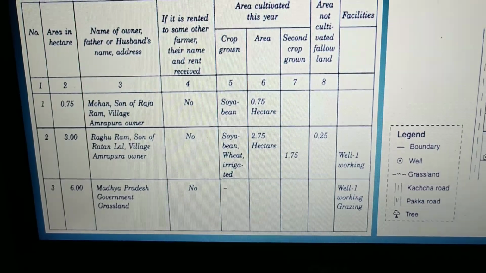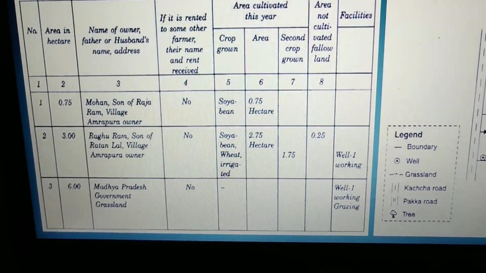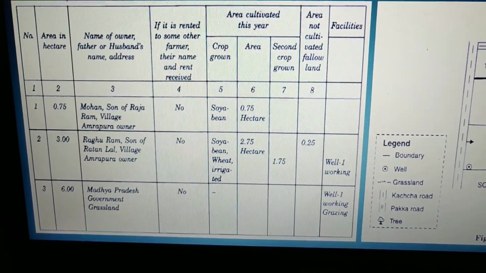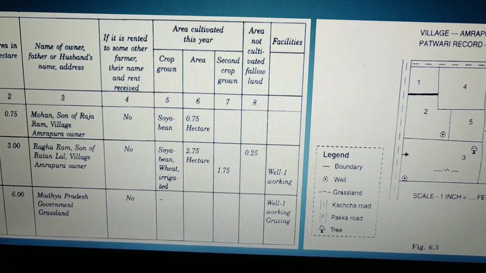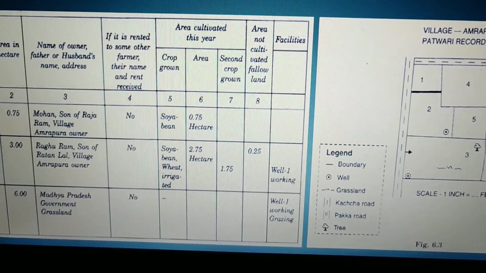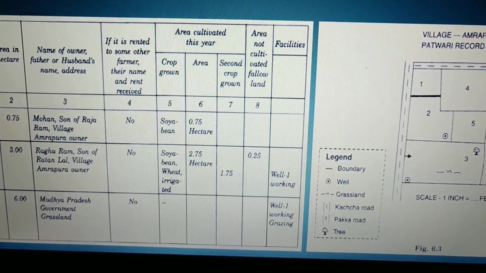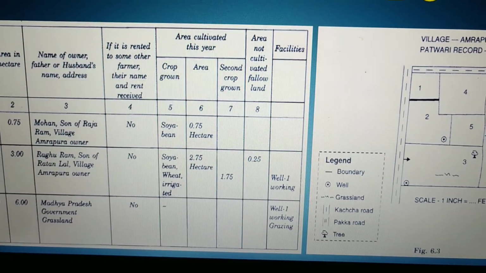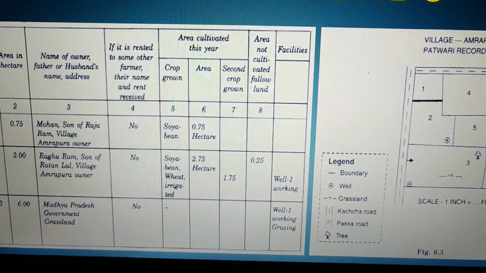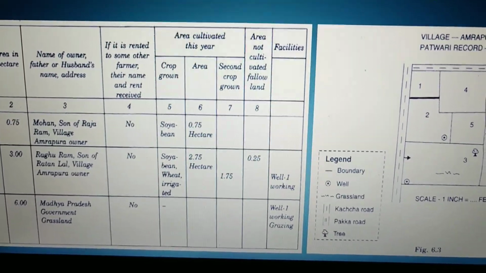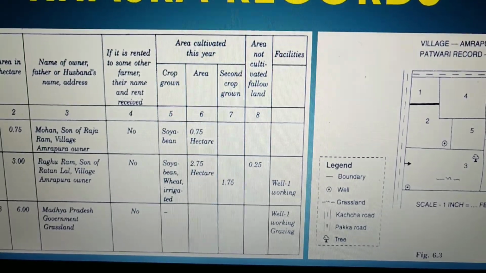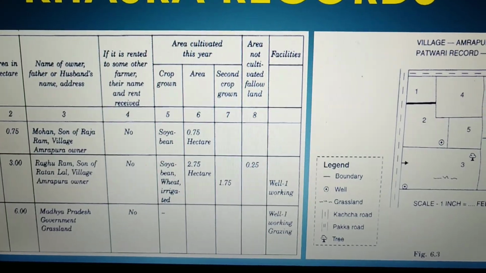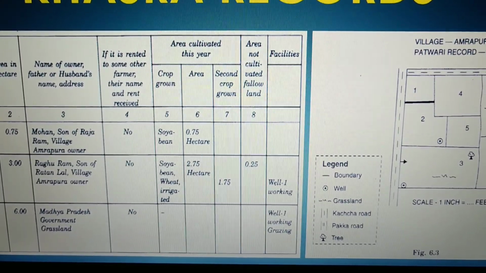The name of the person who owns the land is written, and the name of their father or husband. And whether it is rented or not is also written. And the area cultivated this year, like which crops have been grown by the farmers. You can see there are soybean and wheat, and in how much area they have grown the crop. Then the second crop, if there is any, and how much area that second crop is covering.